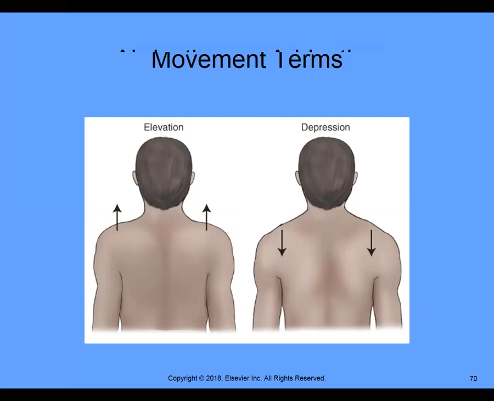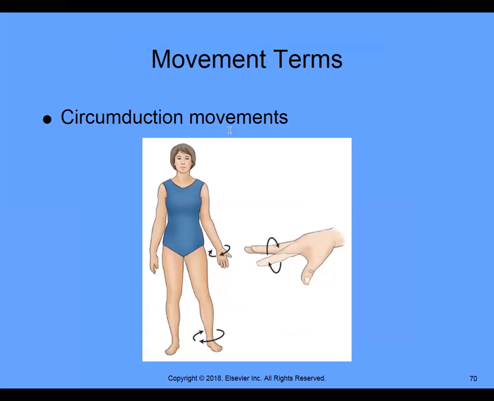This other one, elevation versus depression. So in certain x-rays, we have to depress the shoulders, ask the patient to relax, and we sometimes give the patient weights to bring the shoulders down. That's called depressing the shoulders. Elevation, really obvious, we elevate the shoulders, we bring them up. Circumduction movements, again, we can do that with our legs, and that's just moving the limbs in a circular motion. And that would be circumduction.